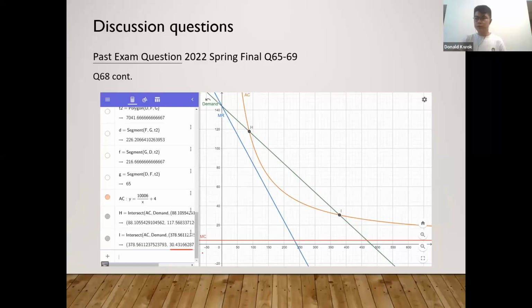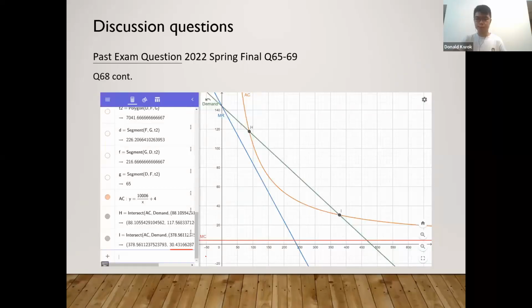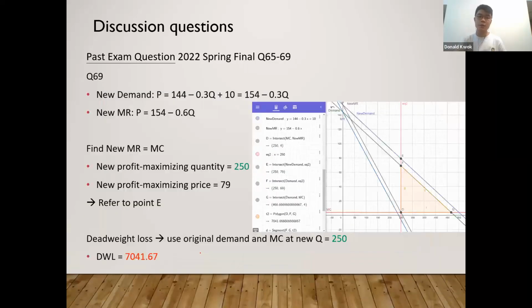Finally, for question 69, the government provides a per unit subsidy of $10 to the railway consumers. What will be the deadweight loss in this market? Actually, we just follow the 4 universal steps that I have outlined to you. Step 1 is to obtain the demand curve. Because we have a per unit subsidy of $10, we just add this to get the new demand curve. Then we have the demand expression accordingly.